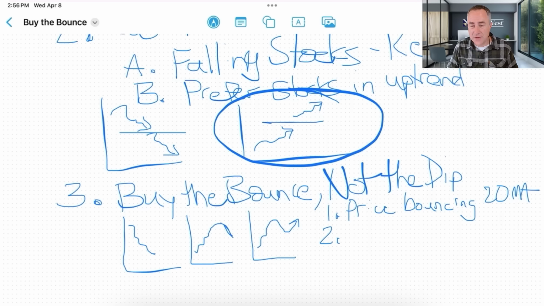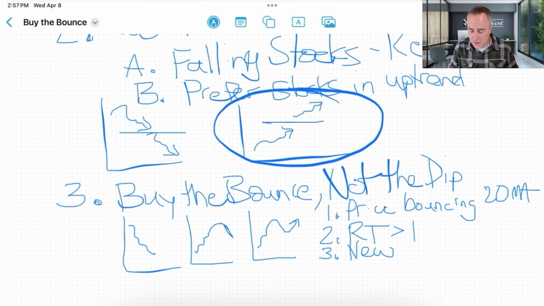Number 2, here at VectorVest, we have a proprietary indicator called relative timing. So it's RT. It's on a 0 to 2 scale. If it is above 1, it tells you the stock is in an uptrend. So if RT is below 1 and starts to go back up above 1, it tells you it's gone from downtrend to uptrend.